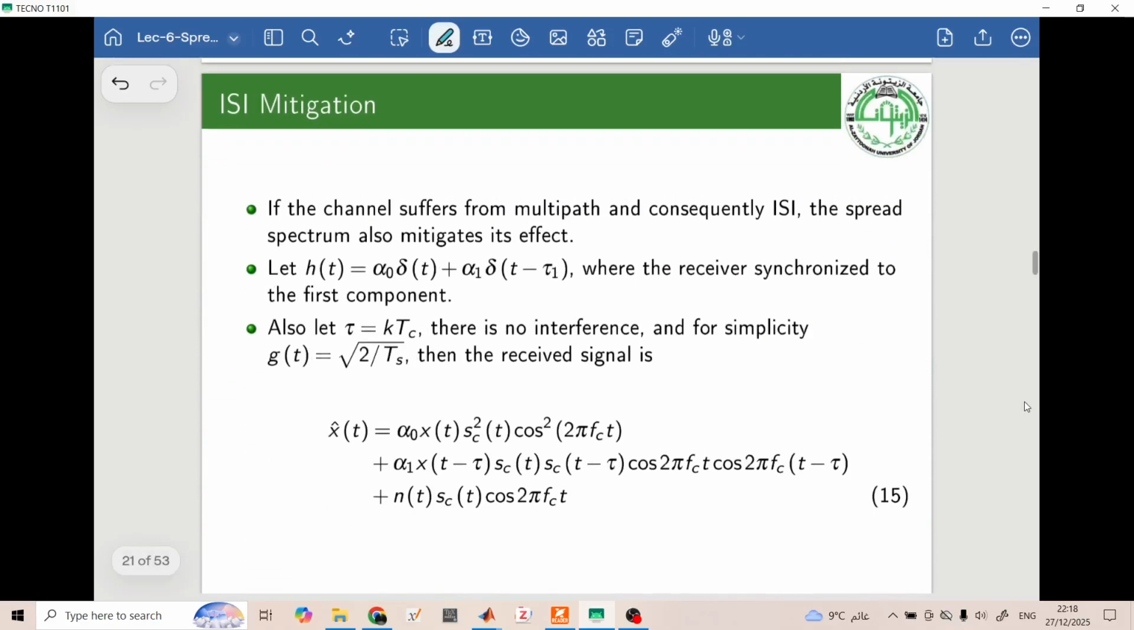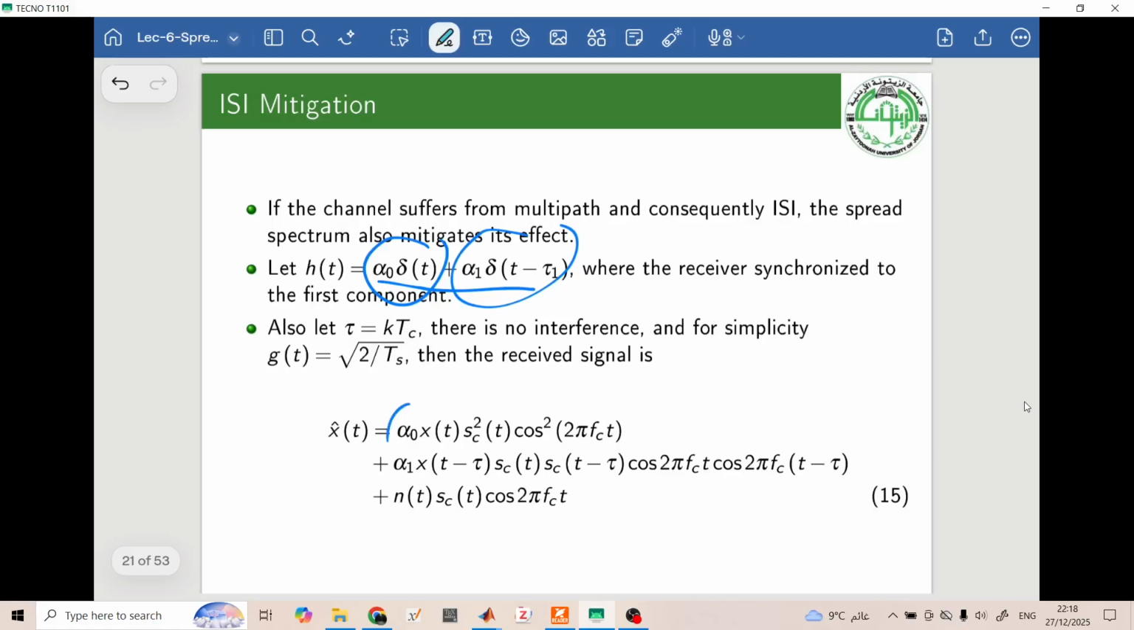As for ISI or inter-symbol interference mitigation, if we include the effect of the channel, we have a multipath component here. What we do is that we synchronize to the first component, the line of sight component, the high power component. The other component, we are not synchronized with it. So this is what we get here.